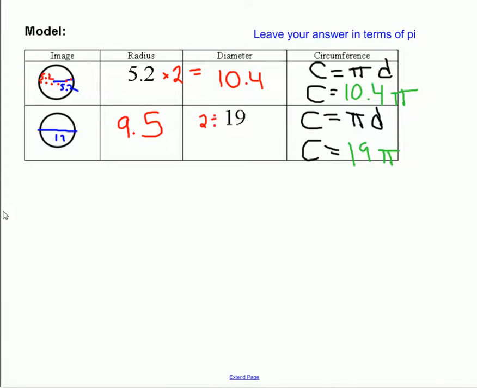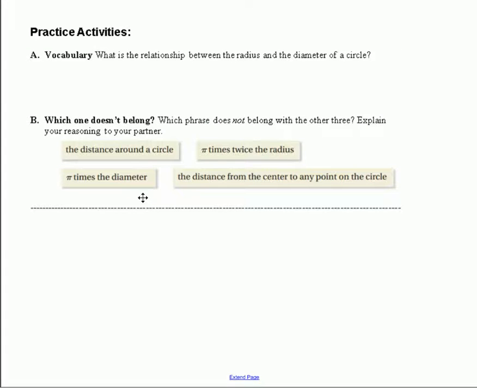Now I want you, maybe with a partner, to pause the video. I'm going to read these first, but after I read them, you can pause the video and do these practice activities. What is the relationship between the radius and the diameter? You may want to explain, or you may want to give an example. Draw a picture. Tell me what the radius is. Make up a number. If the radius is 2, what's the diameter? If the radius is 5, what's the diameter? Explain that. And then finally, with your partner, decide which one of these does not belong.